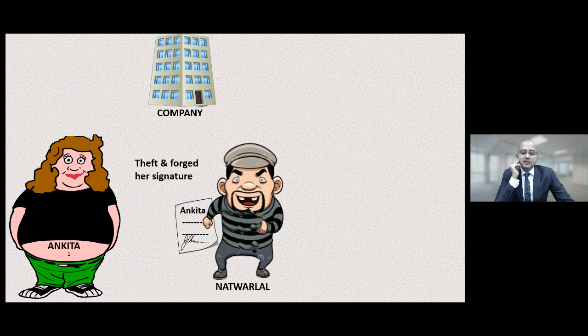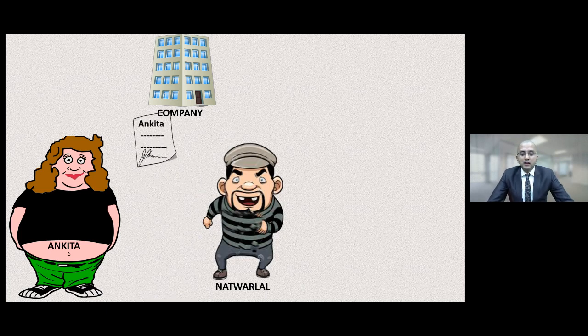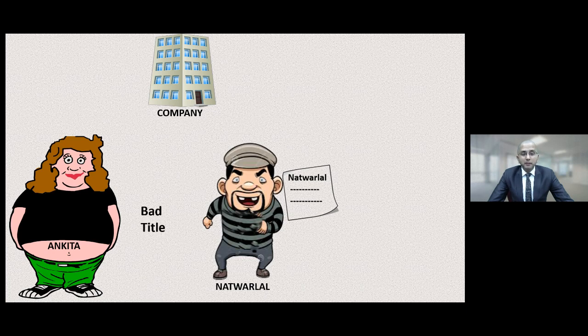Now I say this is theft. Okay, sorry, this was theft and forged signature. So this is a thief, and there is a theft of the share certificate and then a forged signature. Then Mr. Natwarlal sent this share certificate to the company for the purpose of transfer. Then the company transferred the share certificate from the name of Ankita to the name of Natwarlal, and Natwarlal gets the share certificate. Then Natwarlal will have a bad title because he has not paid the consideration, as it is a case of theft and forged signature. His title will be a bad title.